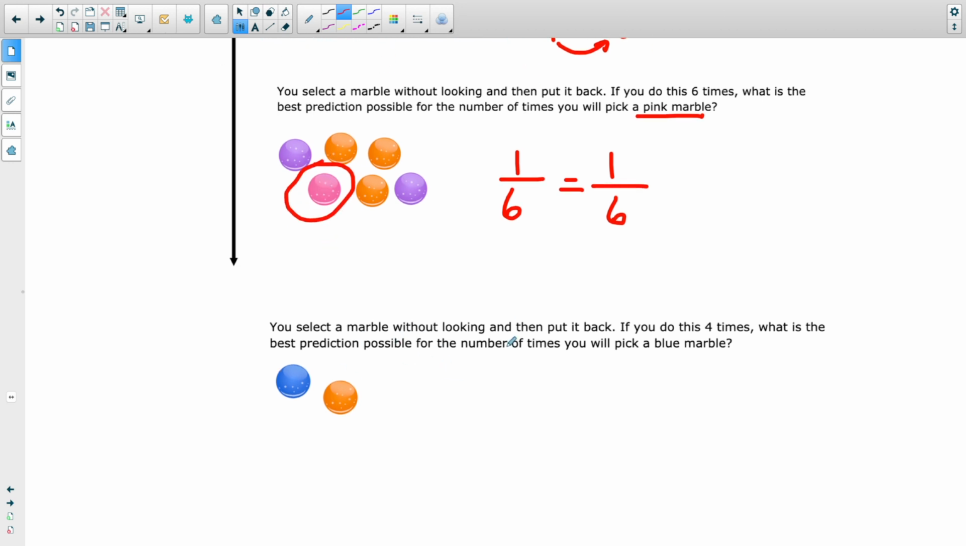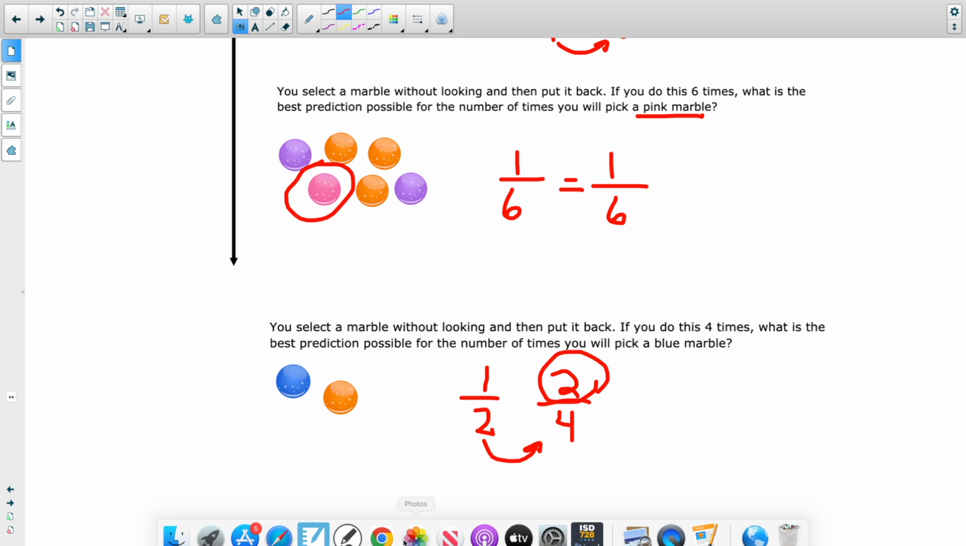Okay, let's look at this. If I pick a blue marble, I should pick a blue marble half of the time, 50% of the time. So if I do this experiment 4 times, how many times would I expect to pick a blue marble? I would expect to pick a blue marble 2 times, half of the time.